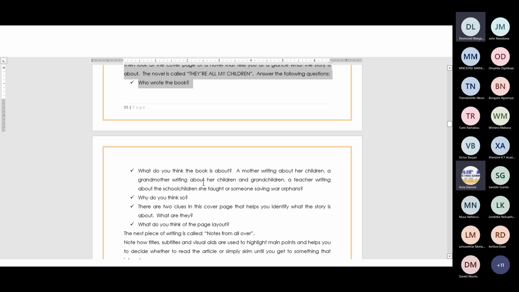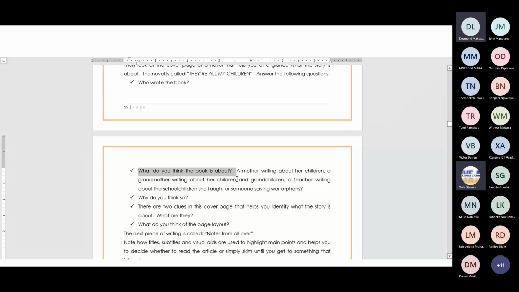Then they're asking you some questions. Who wrote the book? Do you guys know who wrote the book? They also ask you here, what do you think the book is about? What do you guys think? Well, the author, we all know the author, right? What's the name of the author? Johnson. The book is about a teacher, sir. The book is about a teacher.